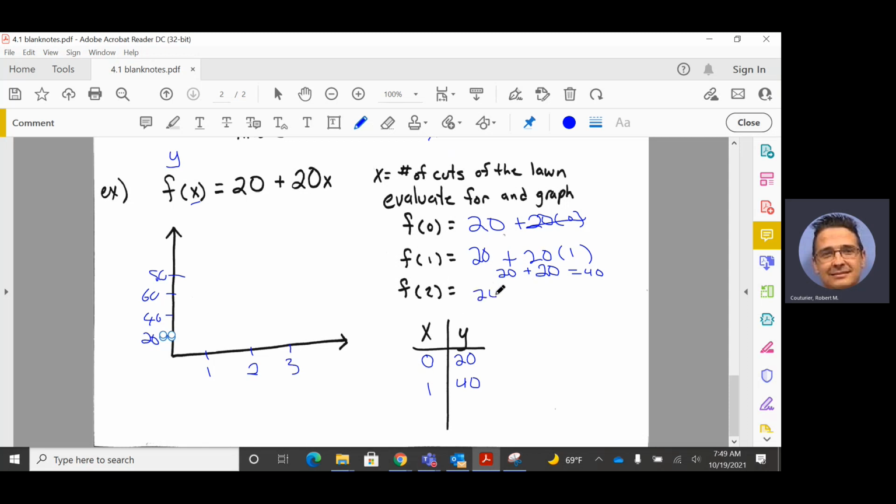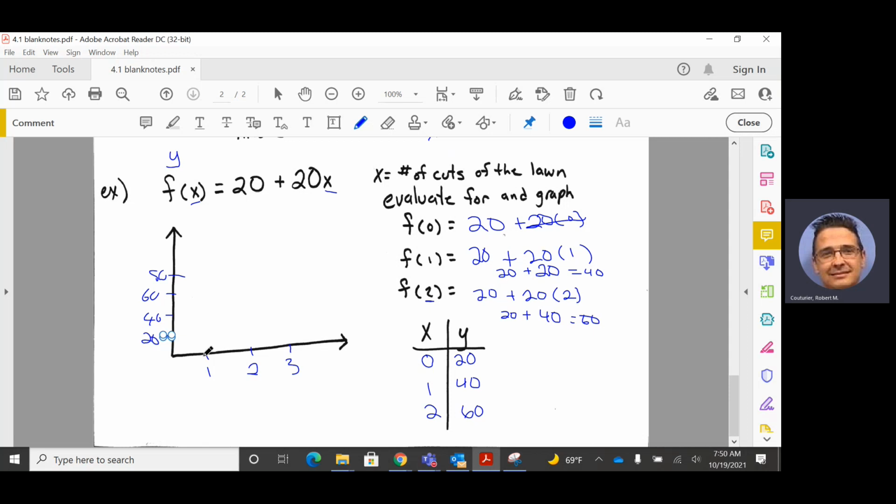So 20 plus 20 times 2. So what are we doing? For this function, when x is 2, we're going to replace this x with the 2. 2 times 20 is 40. And 40 plus 20 equals 60. So when x is 2, your y is 60.